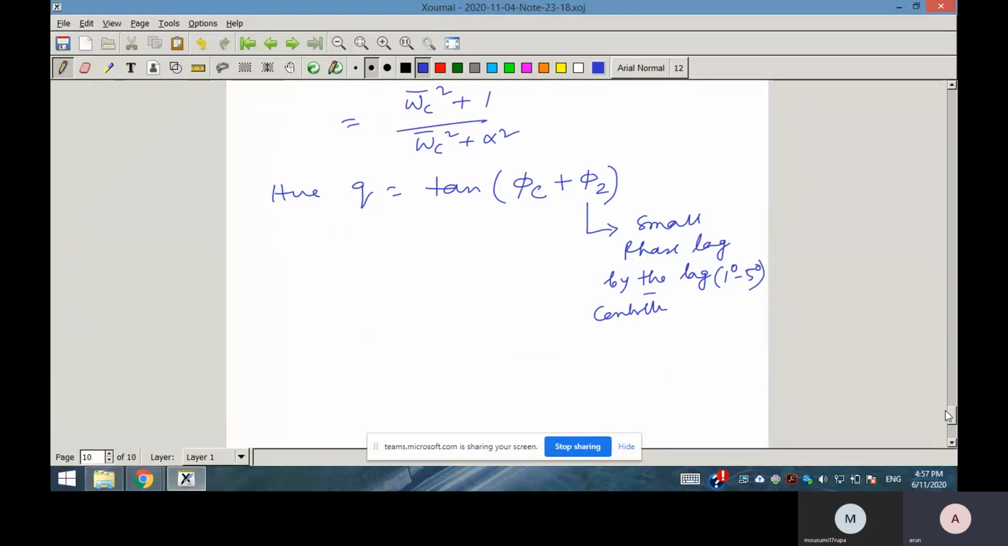Okay, so now Q is tan of phi C. So this is the phase lead to be provided by the lead part. Okay, so this is the phase lead to be provided by the lead part.